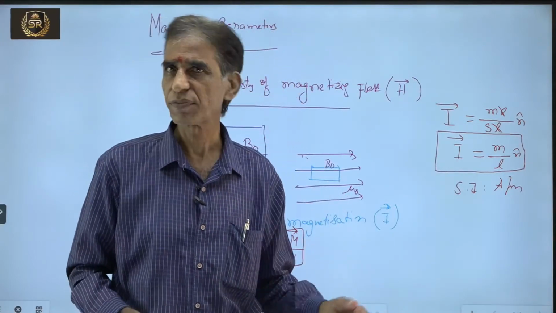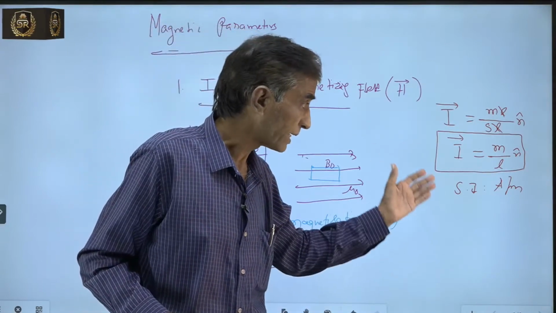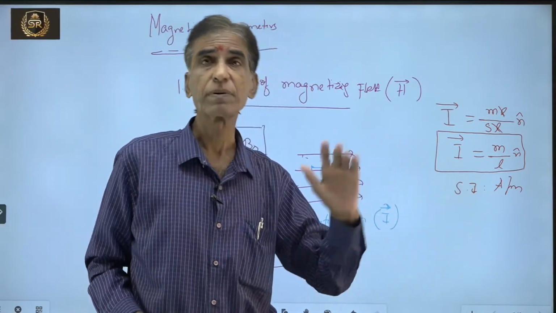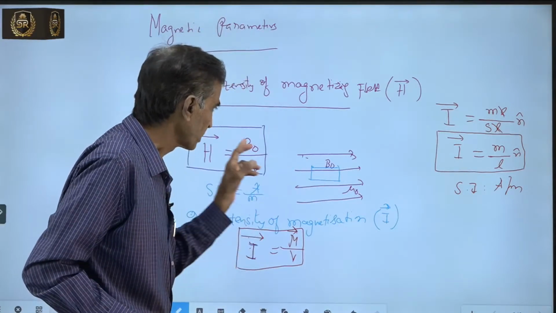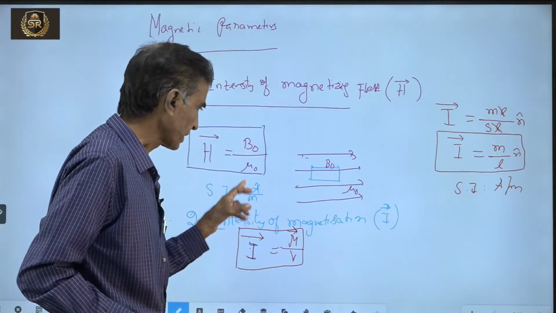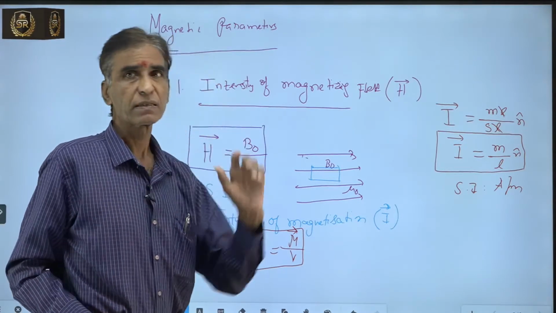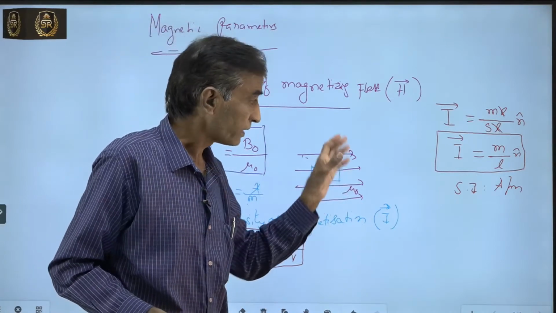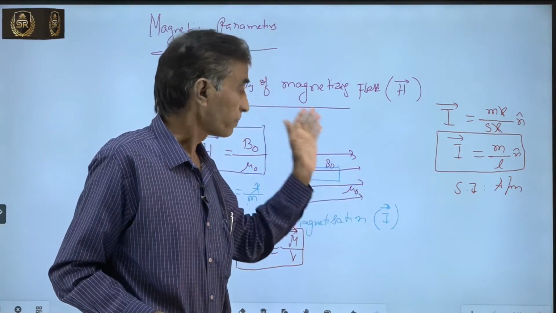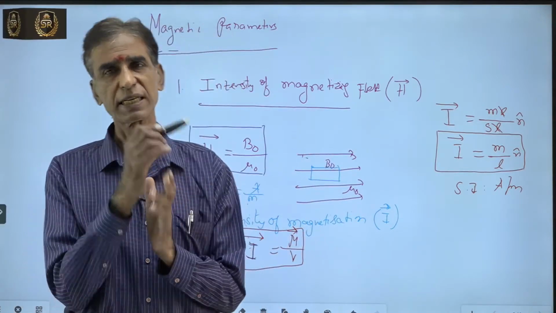Already you know the dimensional formula. It will become L minus 1 A power 1, ampere per meter. So, this is another very important parameter to describe the magnetic properties of materials.